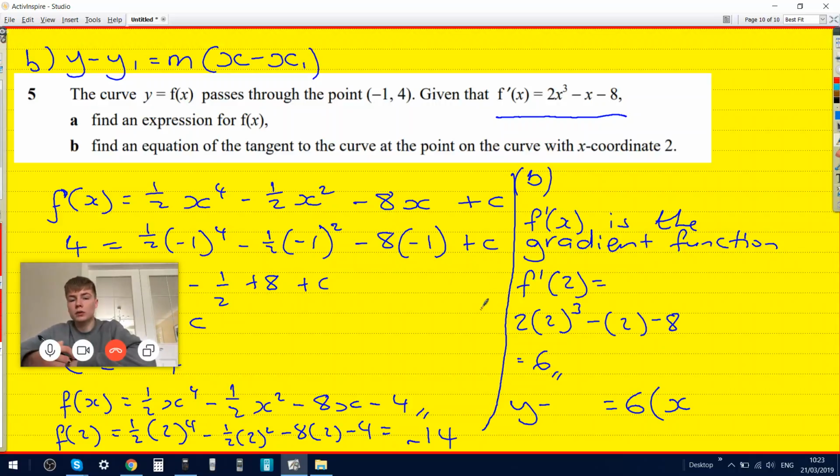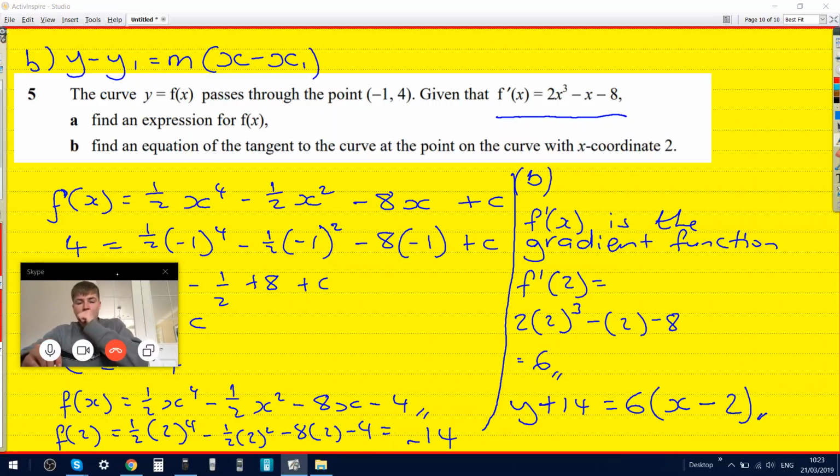y minus y1. Yeah. So y plus 14 equals 6 x minus 2. Well done. That's it. Is that it? That's it. That's the equation of the tangent. So the equation's got equals, it's got y, it's got x.